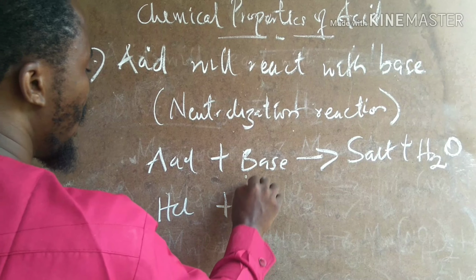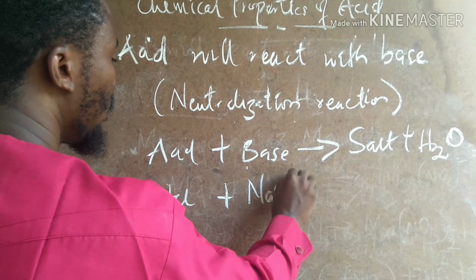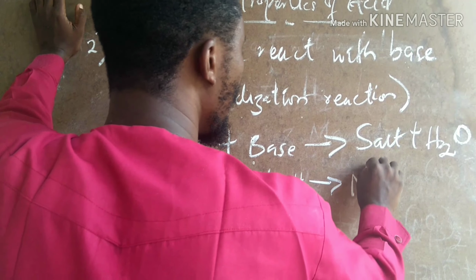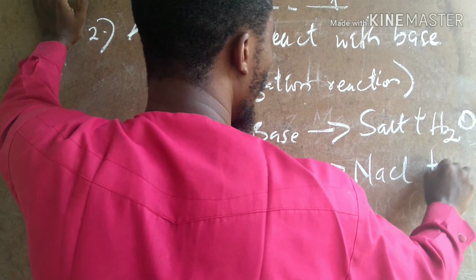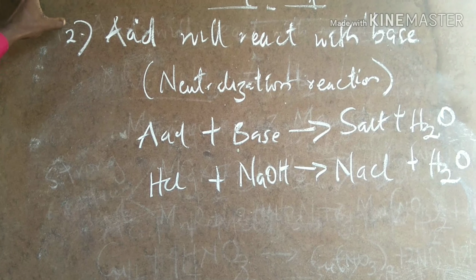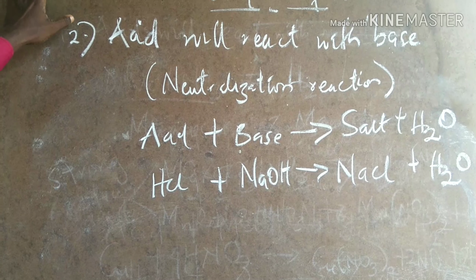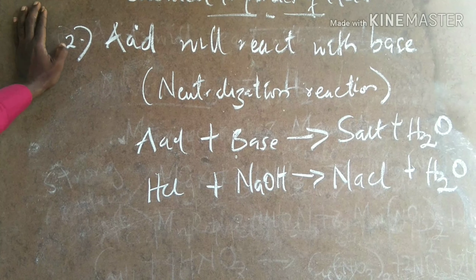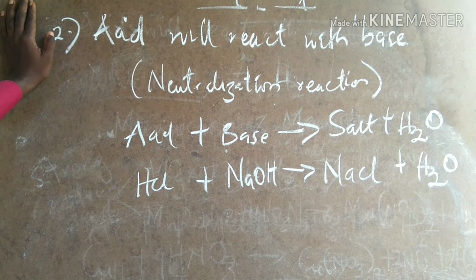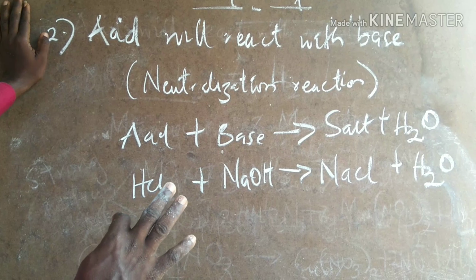HCl reacting with base NaOH will give us what? NaCl, sodium chloride, and water. You get that now? That's what we are saying. Is that clear now? Thank you very much. And the last part of it, I hope we are clear with this one now.